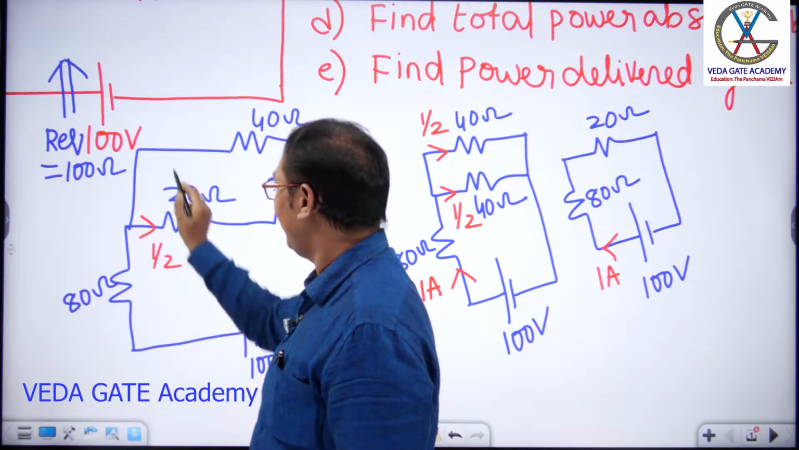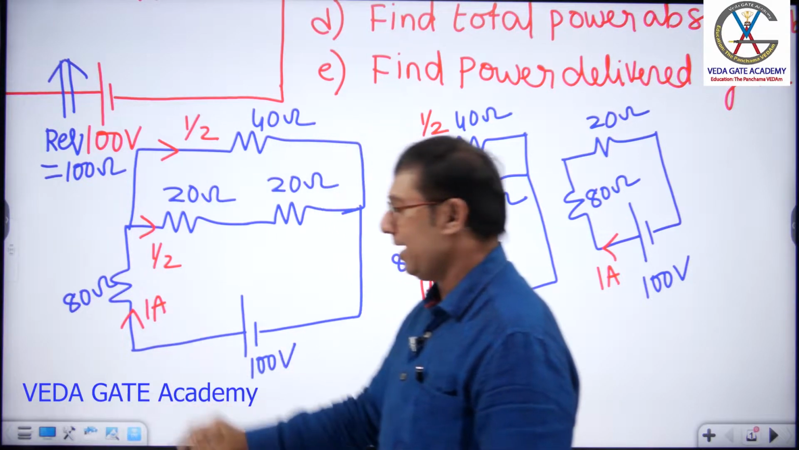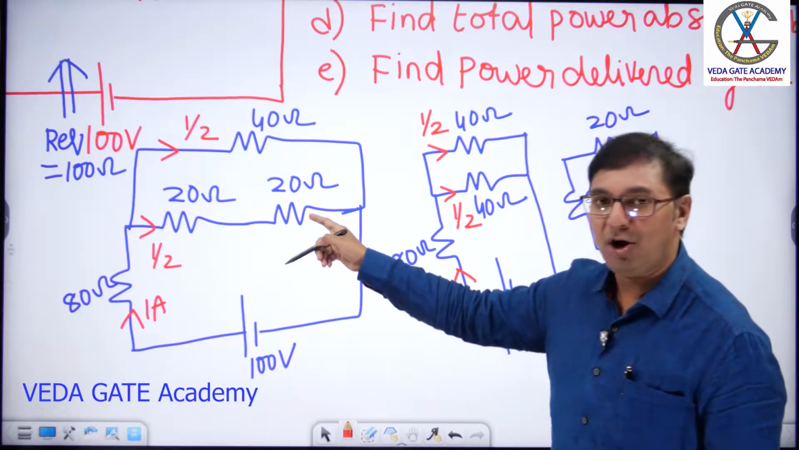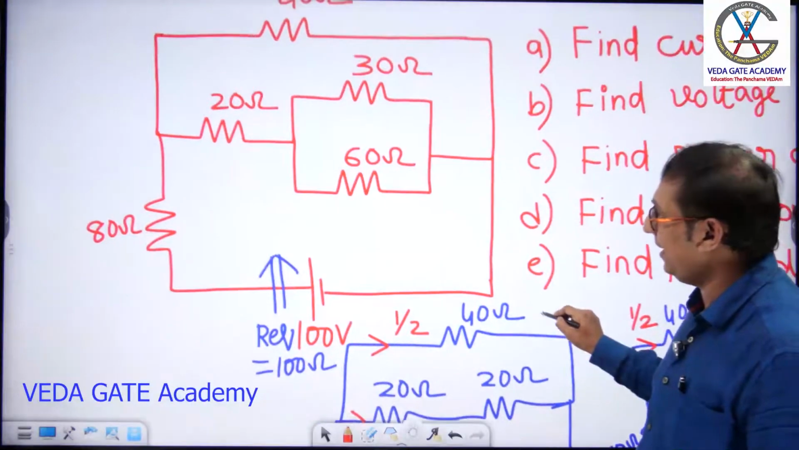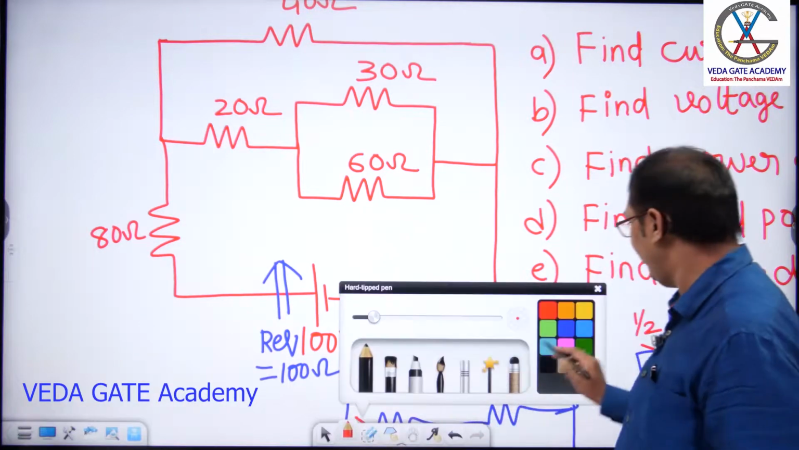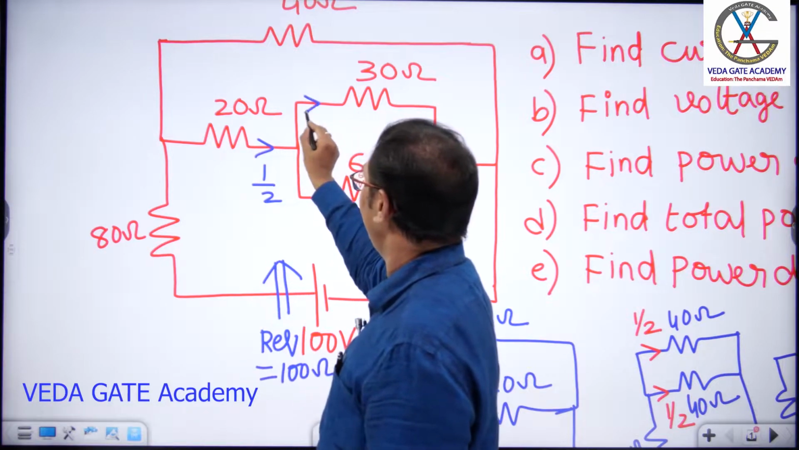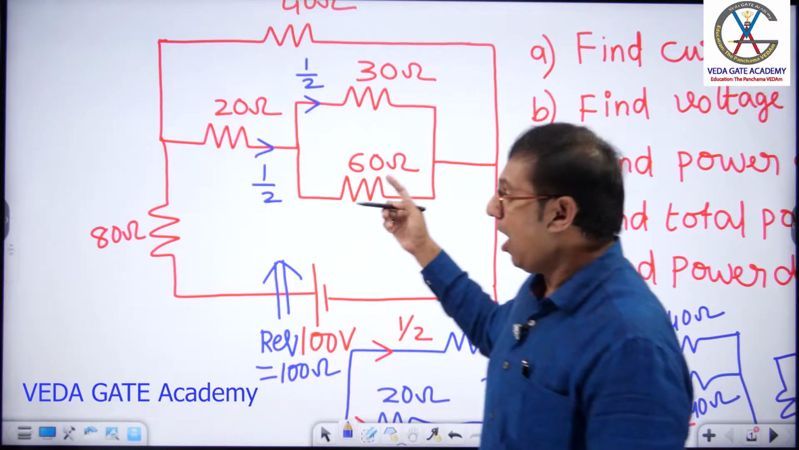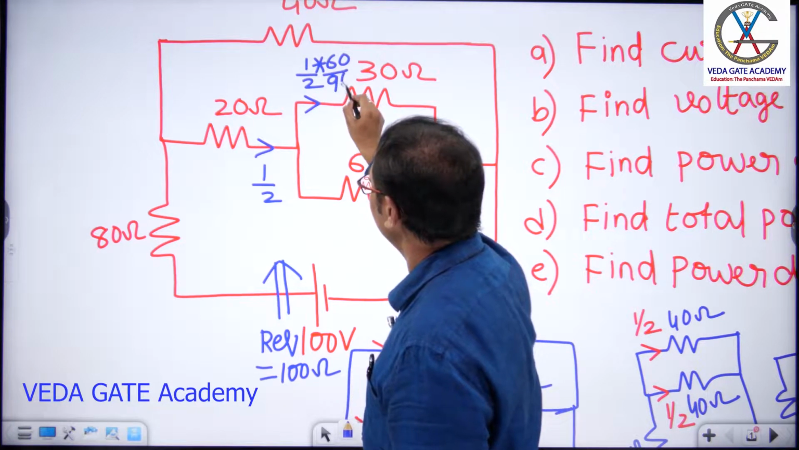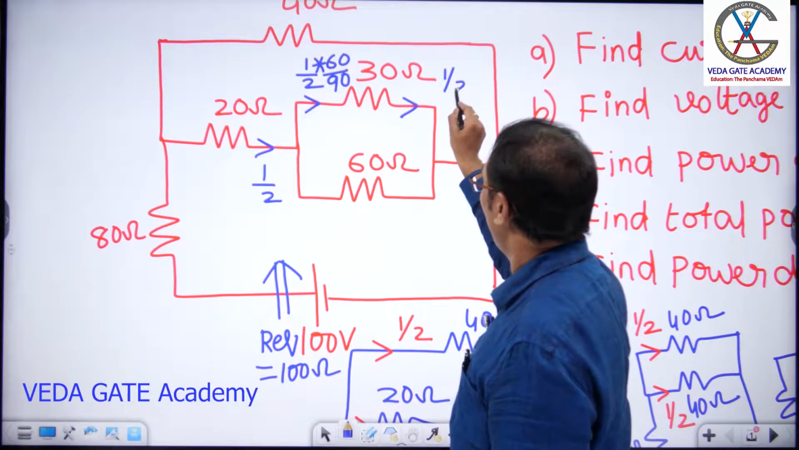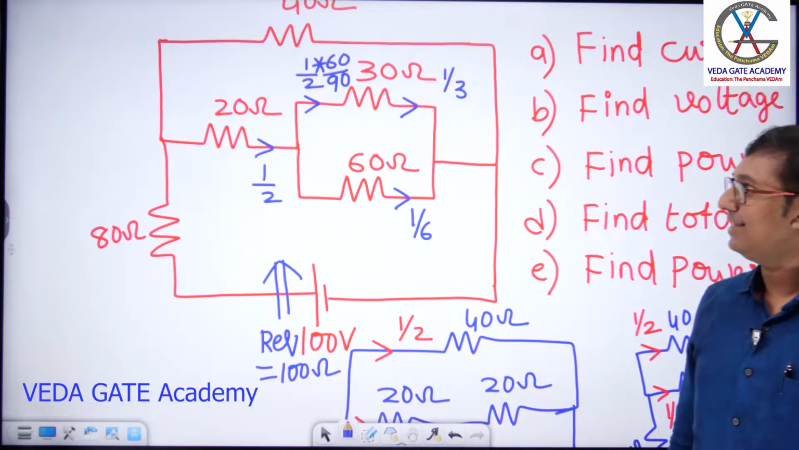What is the current here, sir? Half ampere. What is the current here, sir? Half ampere. What is this current? 1 ampere. This 20 we got by doing the parallel combination of 30 and 60. Therefore, again current division happens, and you tell me what will be the current in this branch. When half amp is coming like this, current here will be half into opposite resistance, 60 by total resistance 90. This current is 1 by 3 ampere. Doing similar current division, here current is 1 by 6 amperes.